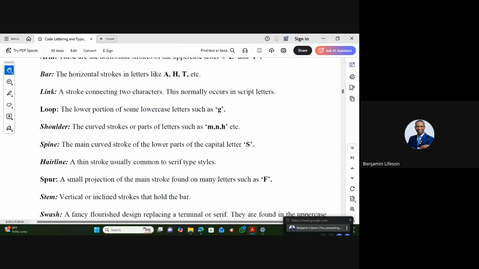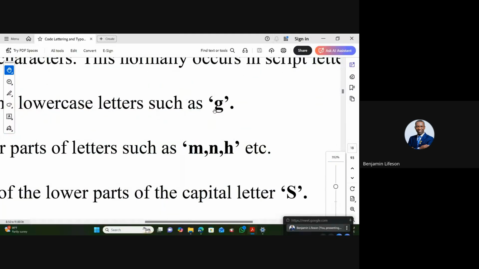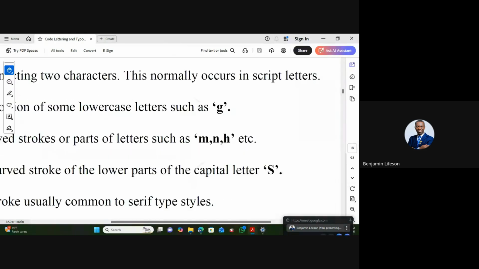Then we come to the loop. What is the loop? The loop is the lower portion of some lowercase letters like G, like this part. The lower portion, like the G. That is the loop.